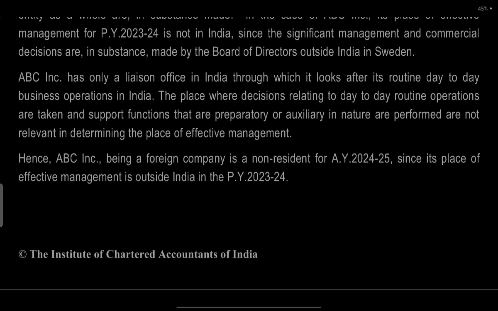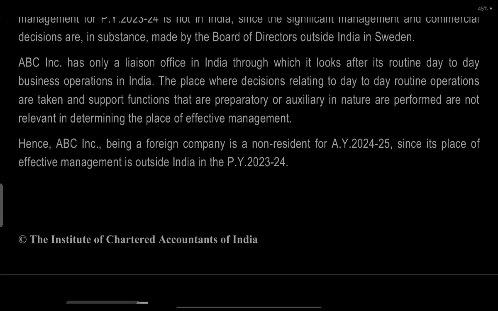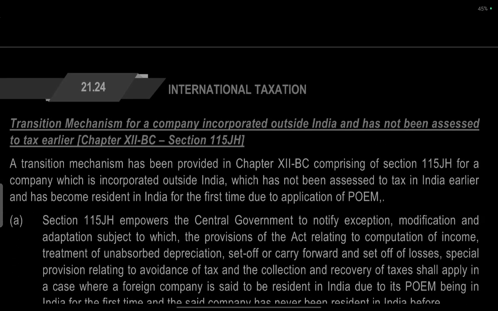ABC Limited has only a liaison office in India, though it looks after the routine day-to-day operations in India. The place where decisions relating to day-to-day routine operations are taken, or where support functions that are preparatory or auxiliary in nature are performed, are not relevant to determining the place of effective management. Since ABC Limited is a foreign company, it is a non-resident for this assessment year, since the place of effective management is outside India.